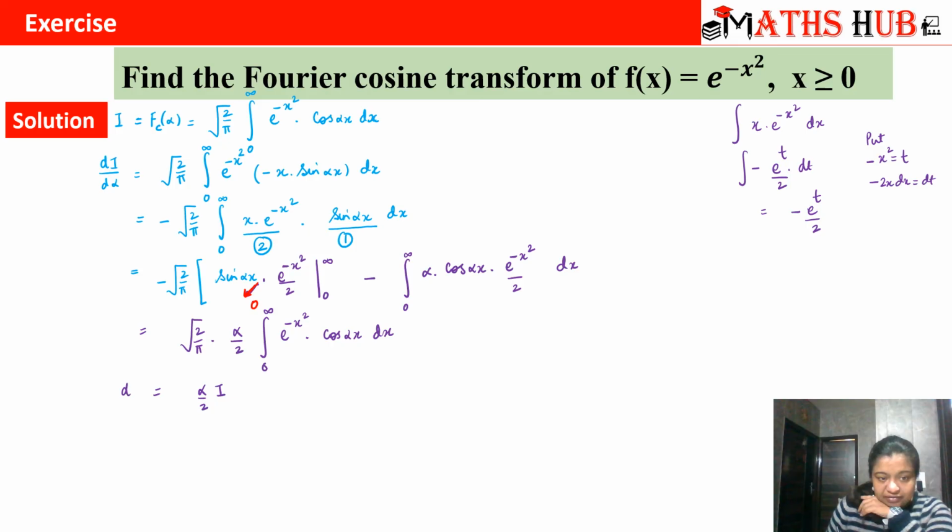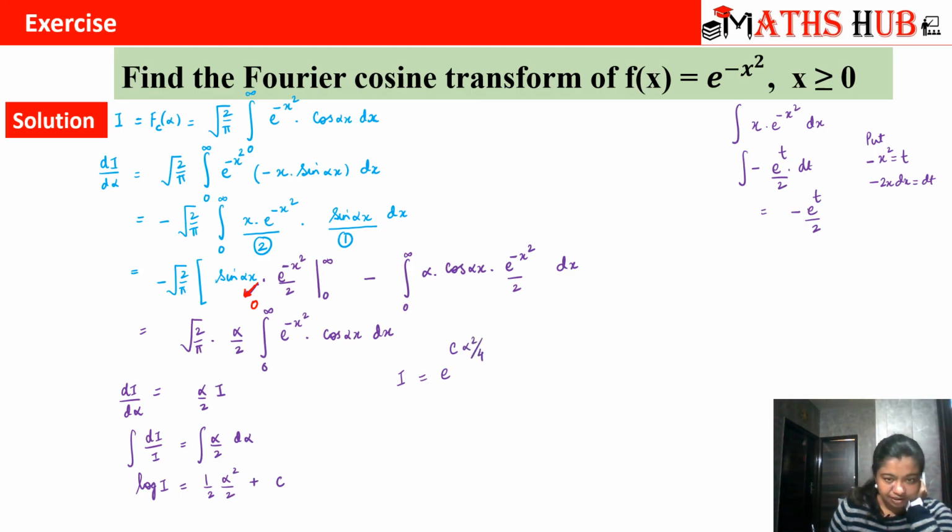So here we had dI by d alpha. So this will give us dI by I is equal to alpha by 2 into d alpha. So this is a variable separable form. You can easily integrate it, and we will get log of I is equal to 1 by 2, integration of alpha would be alpha square by 2, plus a constant c. So from here, I can write the answer as I is equal to e to the power, I can write it as c times alpha square by 4. Isn't it? Right?